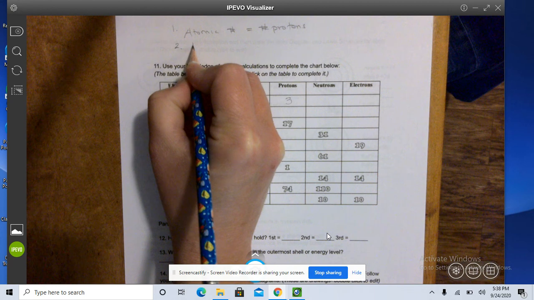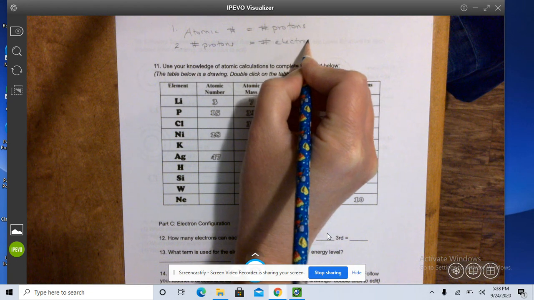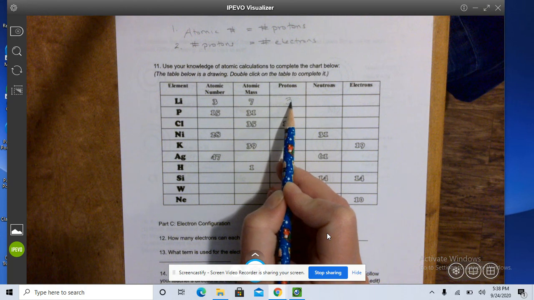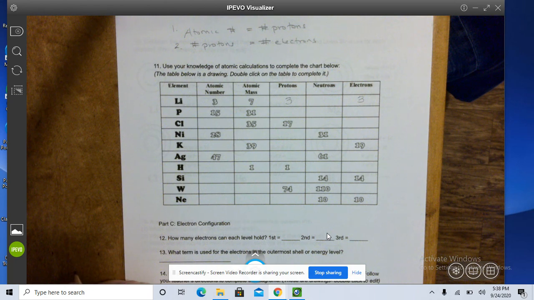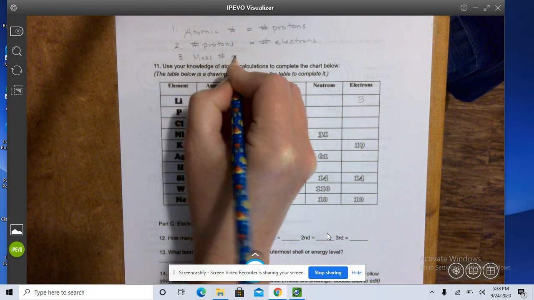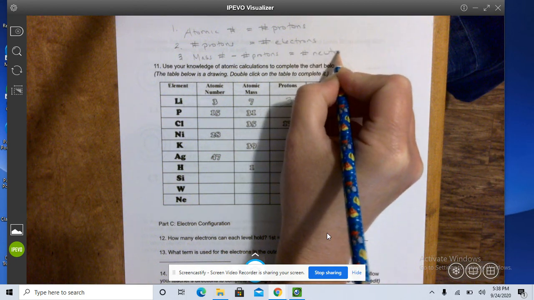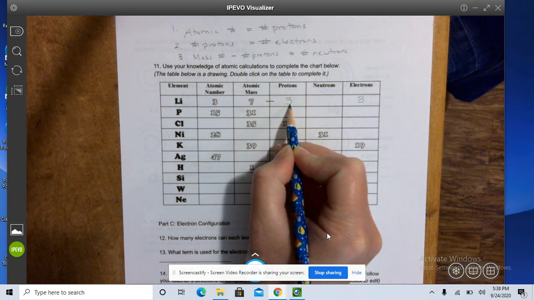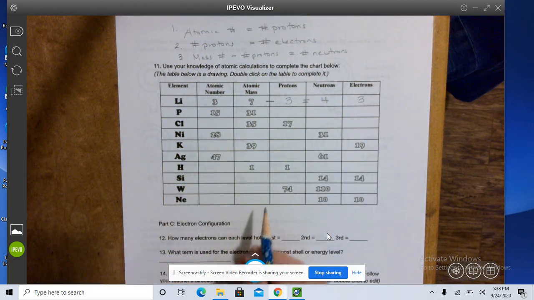If we go to the second rule, the number of protons equals the number of electrons, then if the atomic number is 3, that means the protons is 3. And if the protons is 3, that means the electrons are also 3. The last blank we have to fill in is the neutrons, and that comes from the third rule, that the mass number minus the number of protons equals the number of neutrons. So if the atomic mass is 7 minus 3 for the protons, then we get 4 for our neutrons. You're going to be doing that for each one.